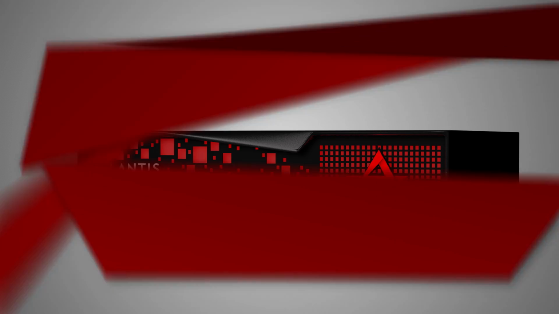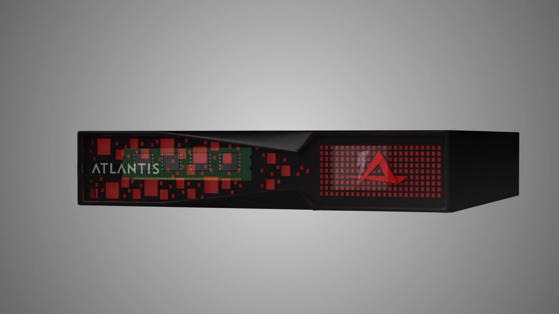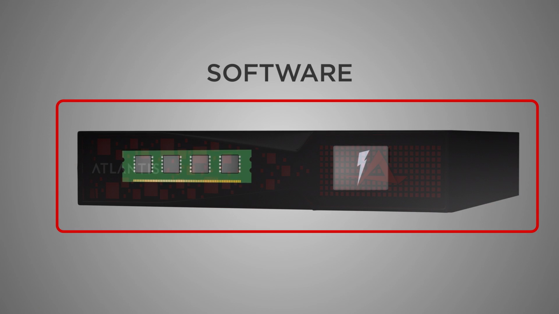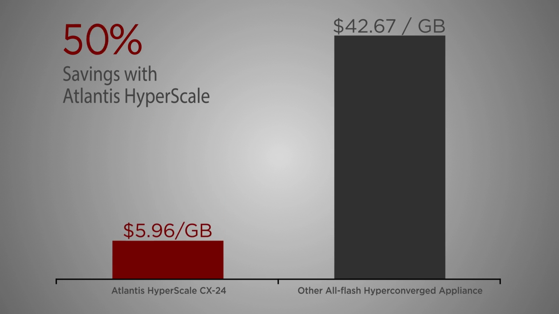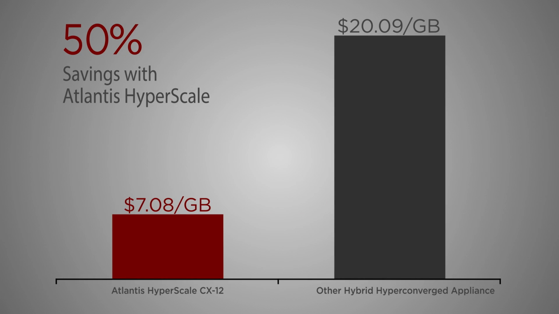The secret to Atlantis HyperScale is software that utilizes server RAM and flash to deliver stunning performance and will leverage even faster technologies as they emerge. This new approach enables all-flash hyperconvergence at a cost of nearly 90% less than other flash-based hyperconverged solutions, or 50% less than other hybrid hyperconverged or even traditional storage and compute.